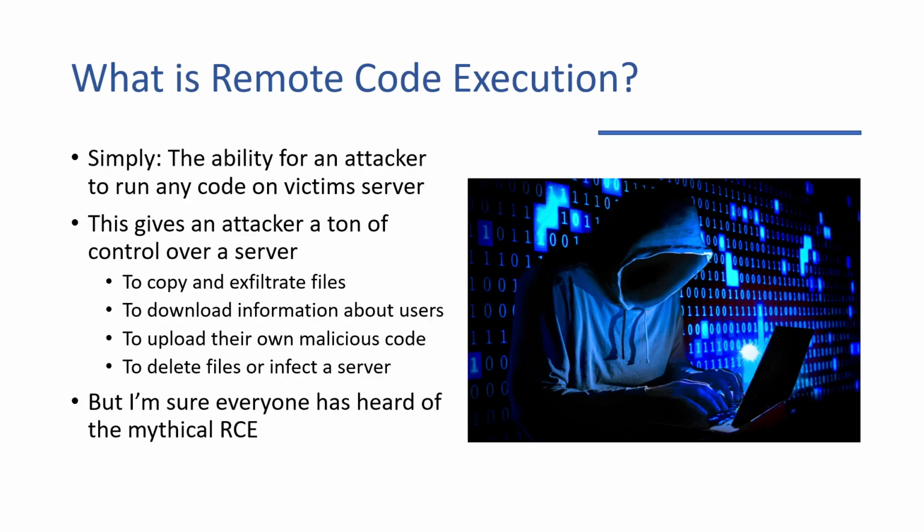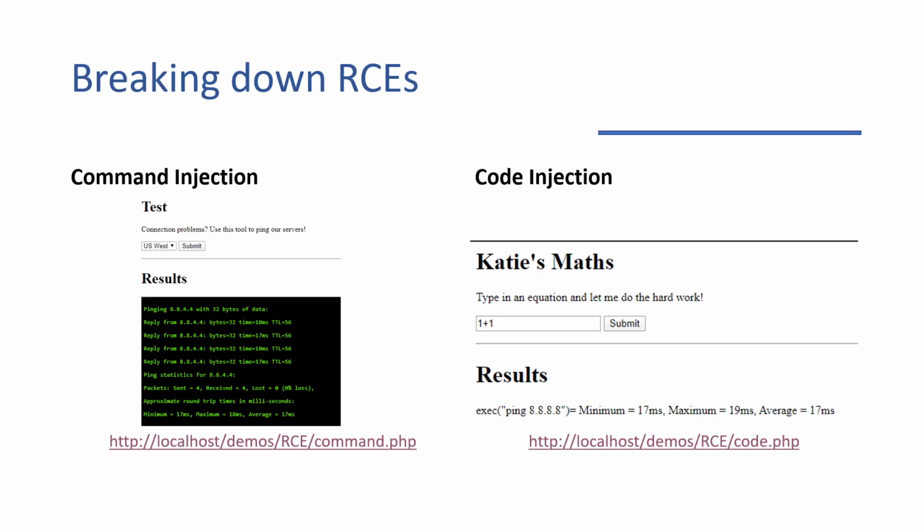What this really gives an attacker is a ton of control over a server. You can copy and exfiltrate files, you can download information about users, you can upload your own malicious code, you can delete files or infect a server with something like ransomware. As you can see, it has a really wide impact, but I'm sure everyone is familiar with the mythical RCE. I think it's very much a holy grail bug. A lot of people want one, know them, read articles on them. So I really want to start by breaking this down into what exactly an RCE is.